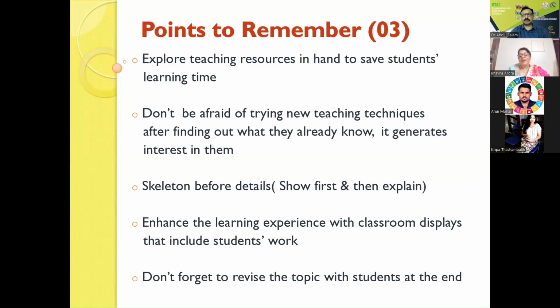Enhance the learning experience with classroom displays that include students' work. So, let students' charts and students' work be displayed in the class because this really gives them motivation. Every time they see, "My work is displayed here. My teacher is happy with this." That brings in confidence and interest in them.